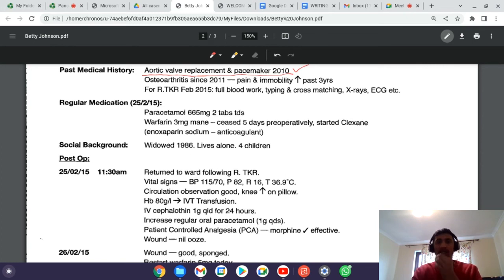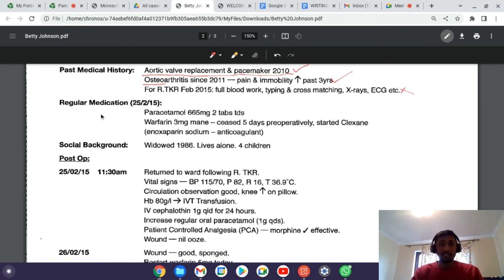Pain and the mobility increased past 3 years. Okay, relevant. So you're saying it is relevant as well. Okay, wonderful. So, four, right TKR February 2015, full blood work, typing and cross matching, X rays, ECG, etc. Is it relevant or not relevant? Okay, so, all right.